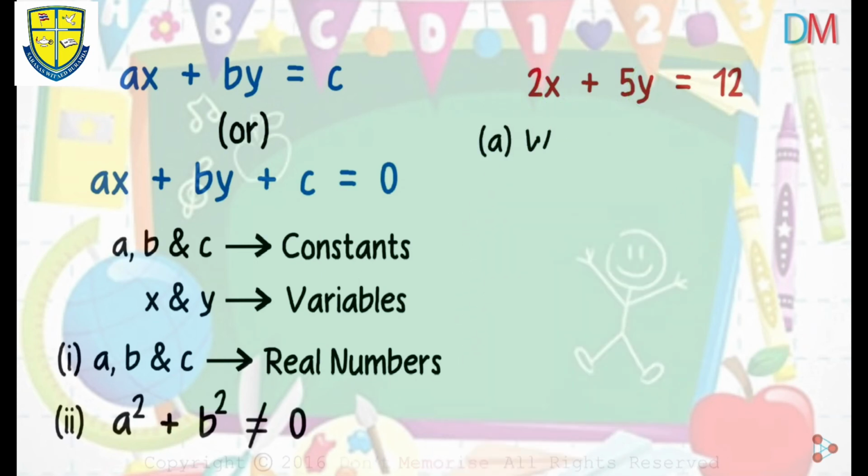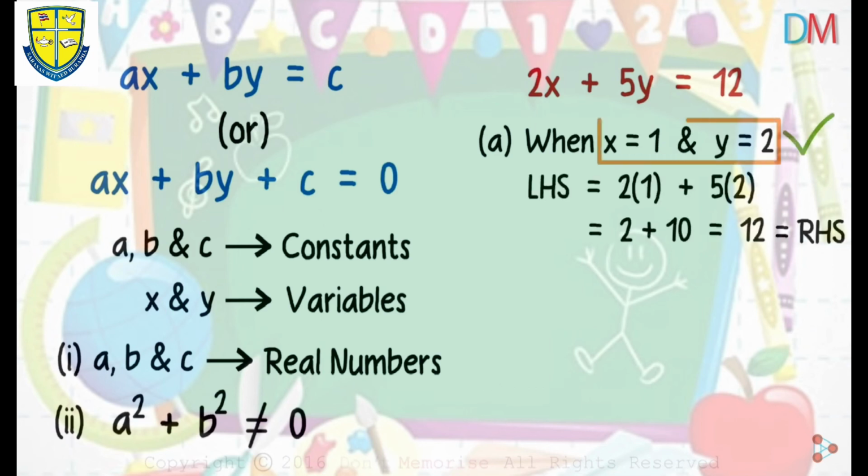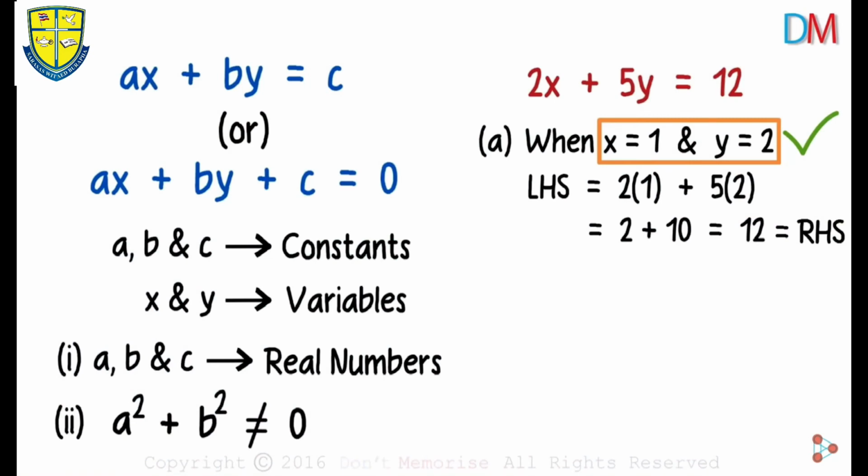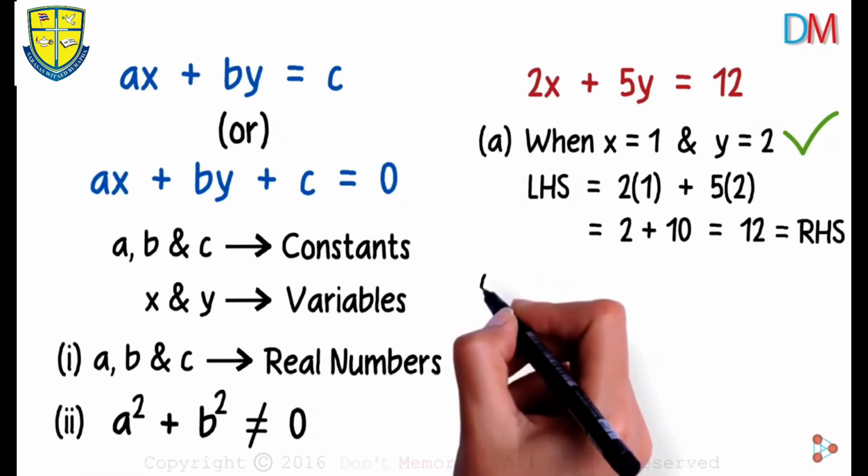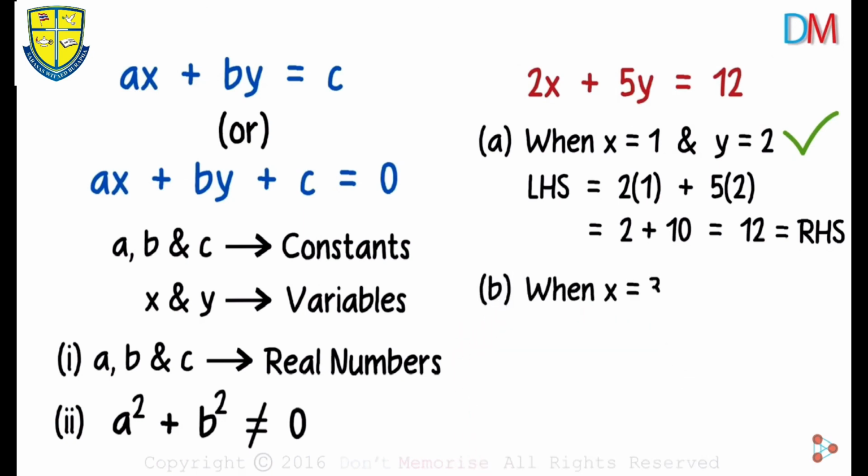One possibility is when x is 1 and y is 2. So we can say that x equals 1 and y equals 2 is one of the solutions to the equation 2x plus 5y equals 12. Can you tell me if x equals 3 and y equals 1 is the solution to this equation?